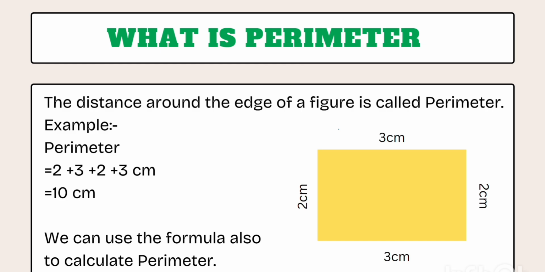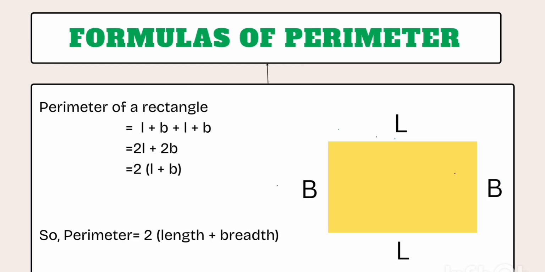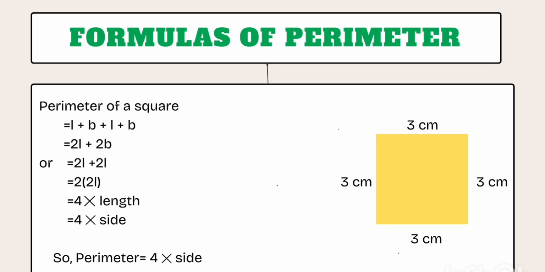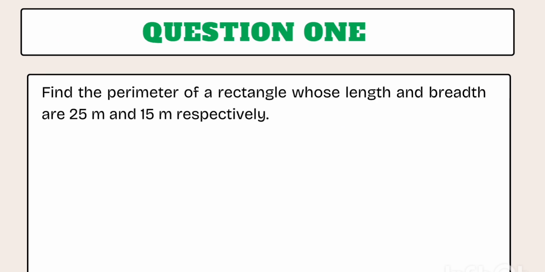We can use the formula also to calculate perimeter. Perimeter of a rectangle equals 2 into (length plus breadth). Perimeter of a square equals 4 into side. Let's understand perimeter with the help of few questions.